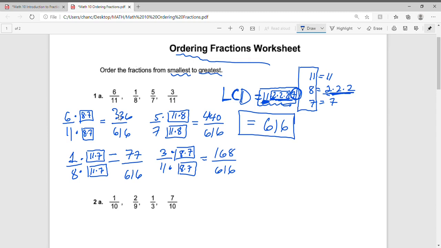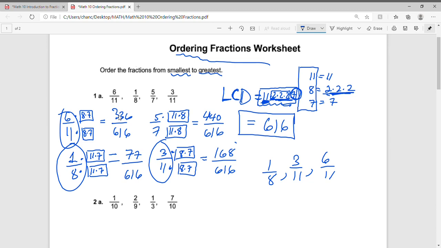Now we could arrange it from smallest to greatest. If you look at the numerator, this one's the smallest, 1/8. So we have 1/8 is the smallest. The next smallest number in the numerator is this number, 3 11ths. Then we have 6 11ths. And then finally, we have 5/7. And so we have the numbers from smallest to greatest.